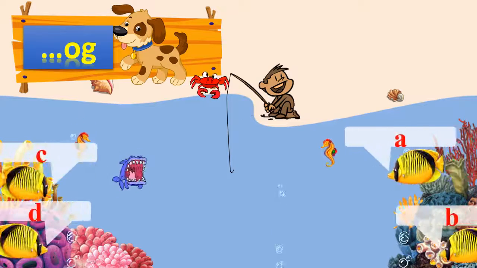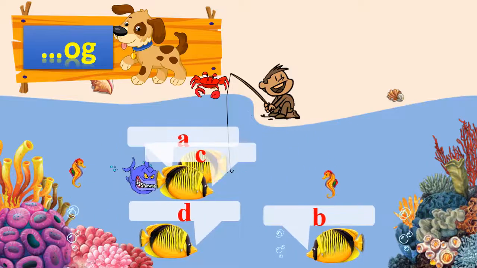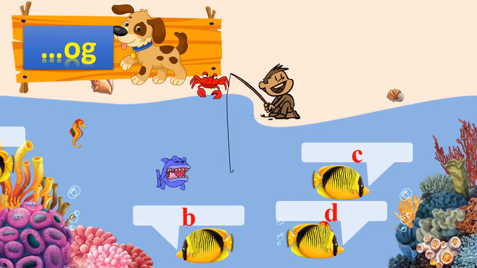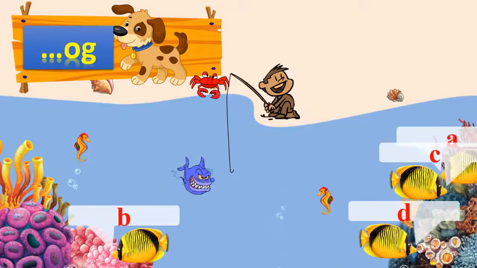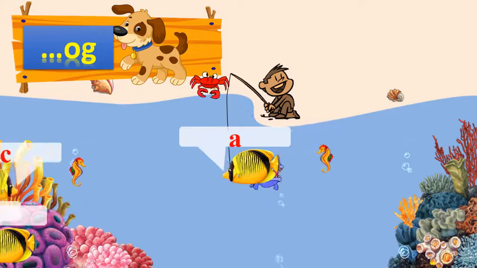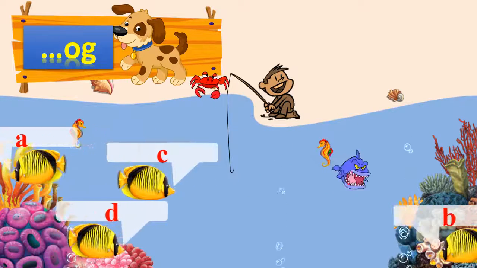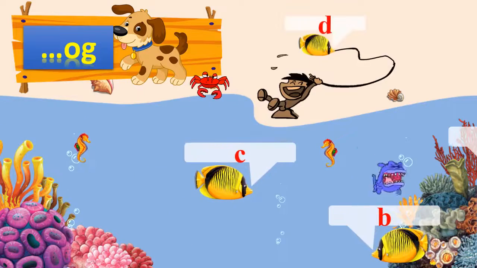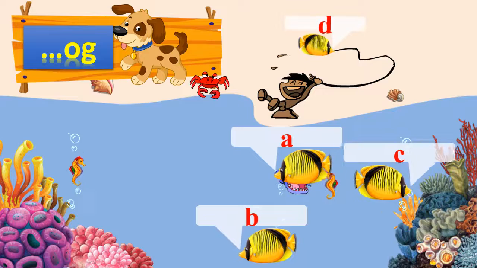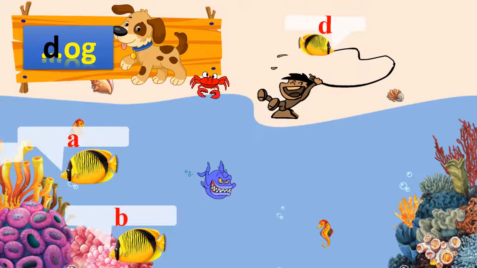The next one is so easy. You can choose at first. I show you four letters, A, B, C, and D. Now you choose one. Okay, let's see. A, no. C, no. Yeah! Correct. Yes, it's a dog.